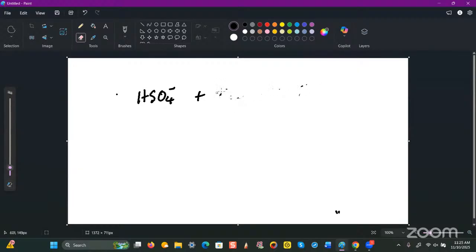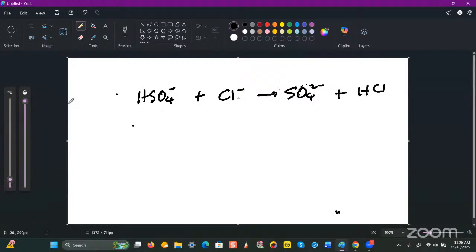Let me use something else. Instead of that, let me use Cl minus to form SO4 2 minus plus HCl. All right, this is a good one. Based on the example that I gave you earlier, feel free to look at that to help you with this.